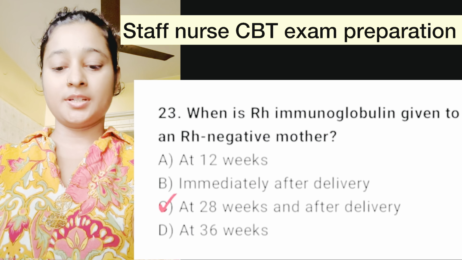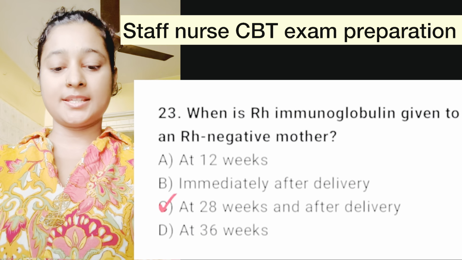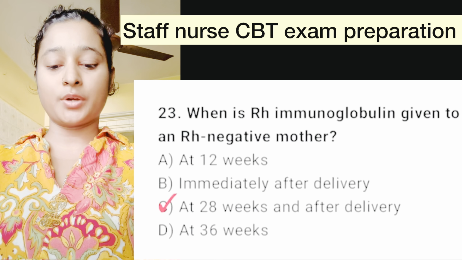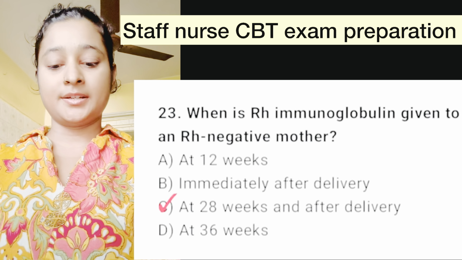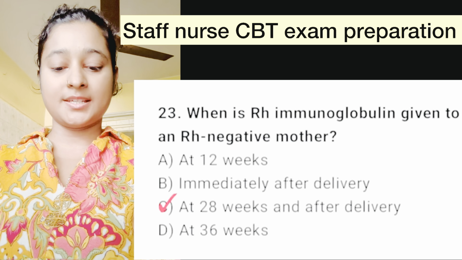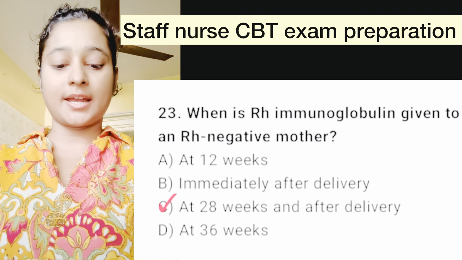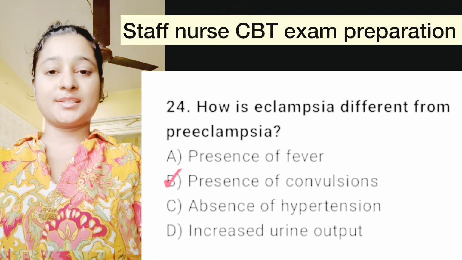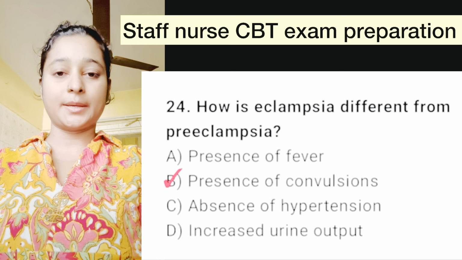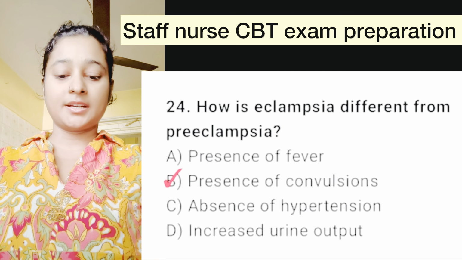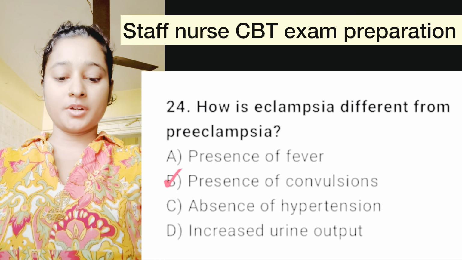Next question. When is RH immunoglobulin given to an RH negative mother? Here right option is option C, at 28 weeks and after delivery. Next question. How is eclampsia different from preeclampsia? Right option is presence of convulsions.